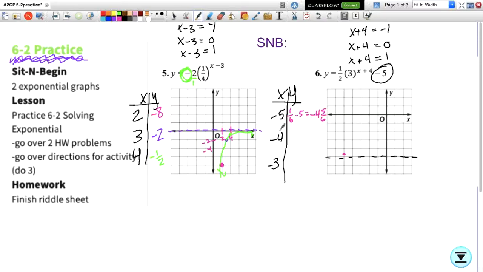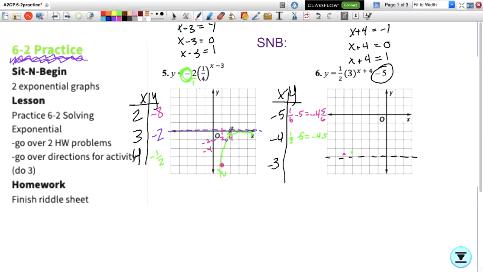Now if I plug in -4, I get a 0 here. Anything to the 0 power means it's going to be 1. 1 times 1/2 is 1/2. So I technically have 1/2 minus 5. Well, if I'm at a half and I go backwards 5, I'm at negative 4.5. So I'm going to go to negative 4. I'm going to go down. There's negative 4.5 right about there.